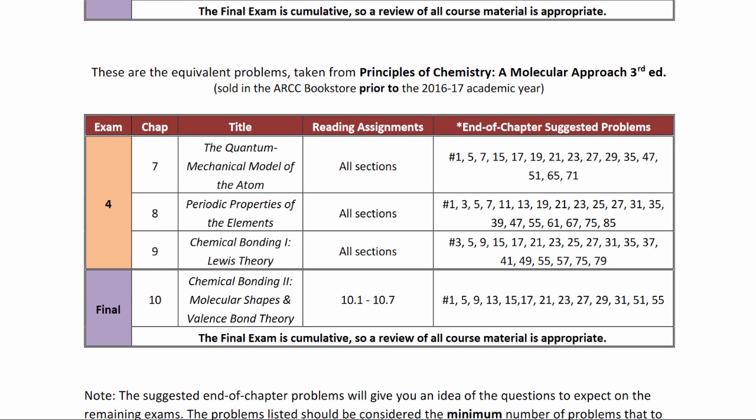If you did, and end up purchasing the e-text, it is actually the 3rd edition, and these are the problems that correlate with that 3rd edition of the textbook. So if you're unsure which edition you have, just let me know what it is you have, and I will come up with an alternative problem set, or you can make a photocopy or whatever of someone who does have them.